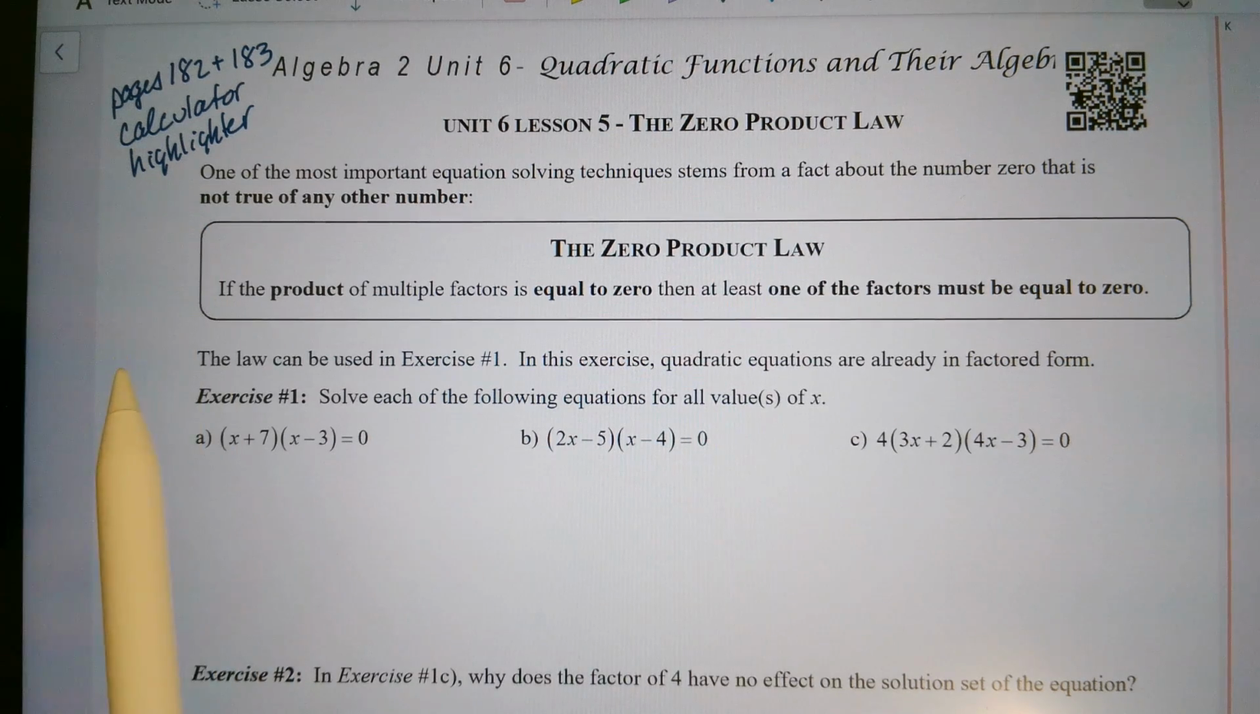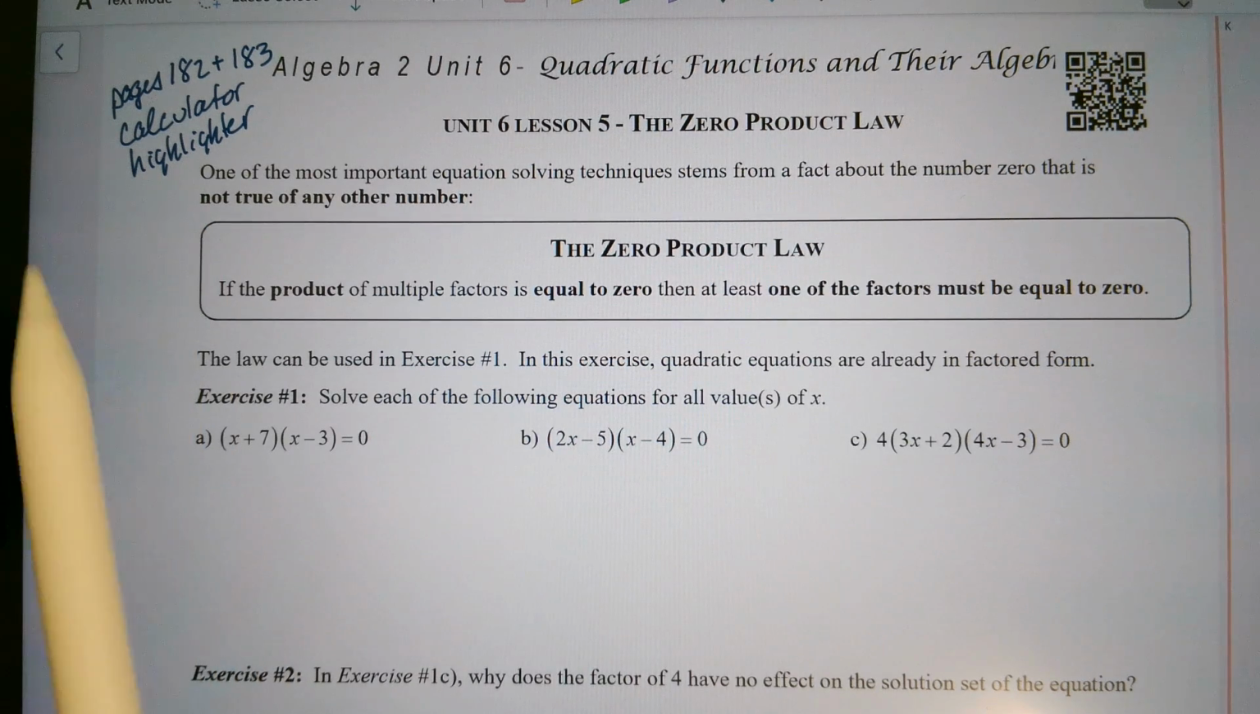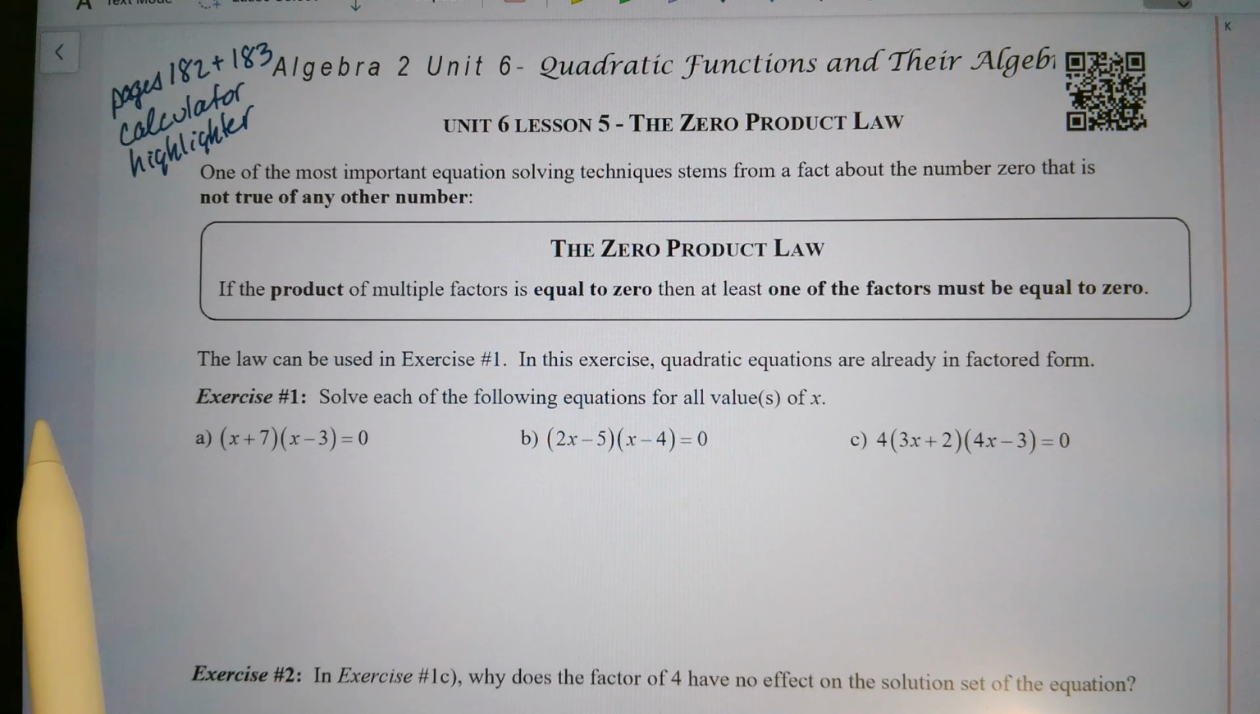Today we're on pages 182 and 183 of our textbook. You want to have your graphing calculator and a highlighter.